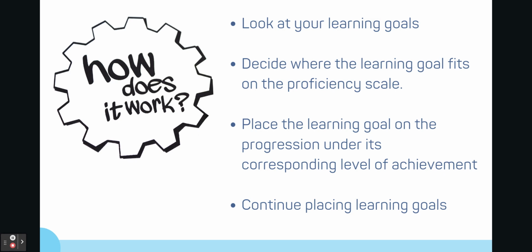To create the proficiency scale, we're going to look back at the learning goals for the particular outcome. Decide if the learning goal fits into the skill progression. Is it an emerging skill? Maybe it's an extending skill. Place that learning goal under its corresponding level of achievement, and it's likely that it may overlap with more than one level of achievement. We then continue to place these remaining learning goals onto the proficiency scale until they're all placed.